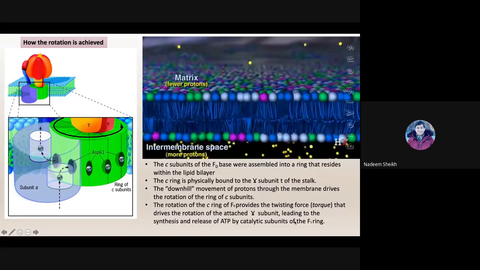So you have seen how this rotational catalysis is achieved. This lower part, the F naught particle, F0 particle, which is embedded in the inner mitochondrial membrane, is the place where the proton enters from one point and then it crosses along this whole circle or molecule of the protein, 10 C proteins, and then it comes out from here.